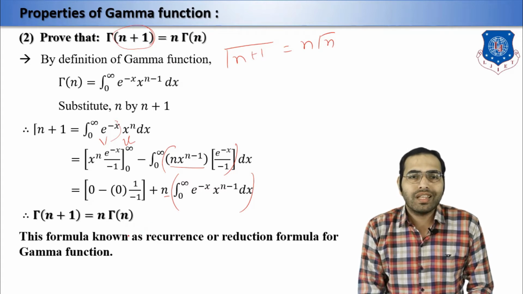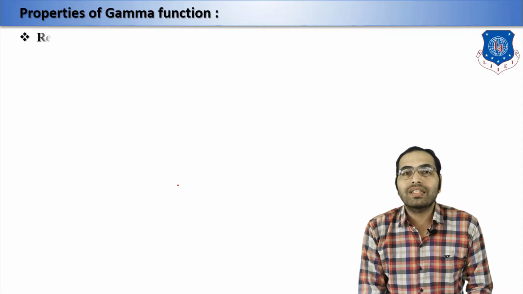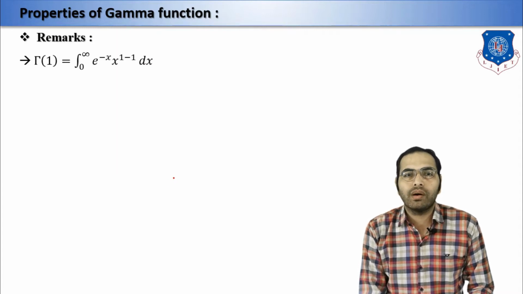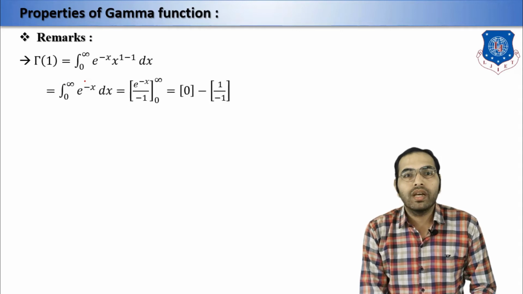This formula is known as the recurrence relation, also called the reduction formula for the gamma function. Let's see a corollary of that. That means gamma 1 equals 1.